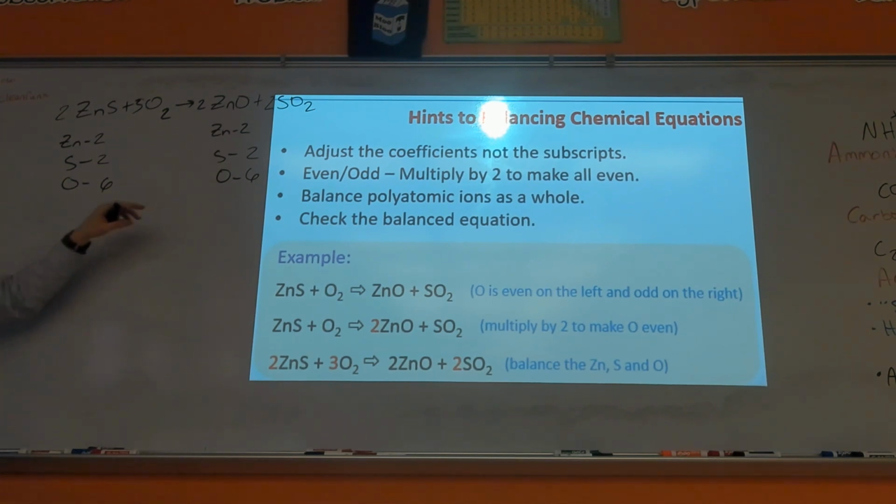Another rule is balance the polyatomic ions as a whole. That one doesn't really apply here because there are no polyatomic ions, but let's just keep doing some more example problems for you.